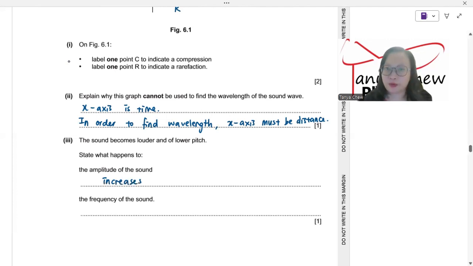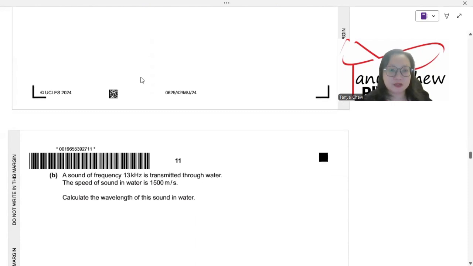When the sound, okay, I want you to hear this carefully. High pitch means high frequency, lower pitch means low key, right? So the frequency of the sound decreases when the pitch is lower. So that's it. The next one, B.